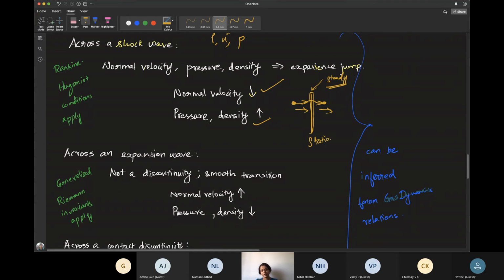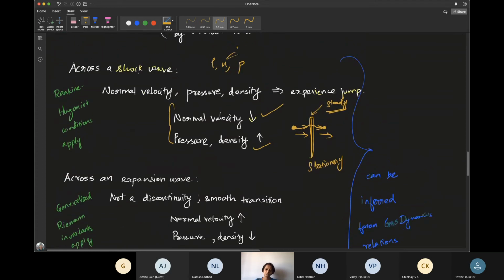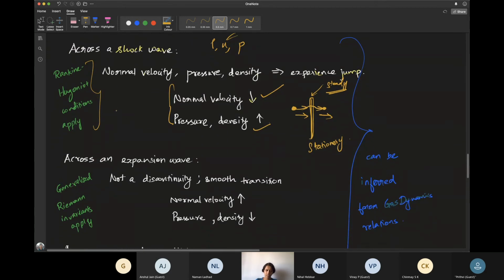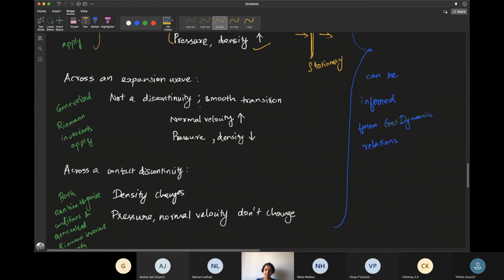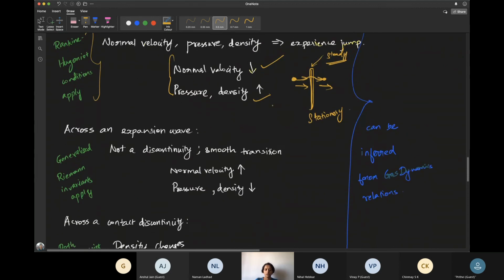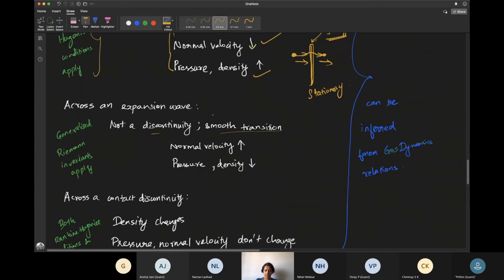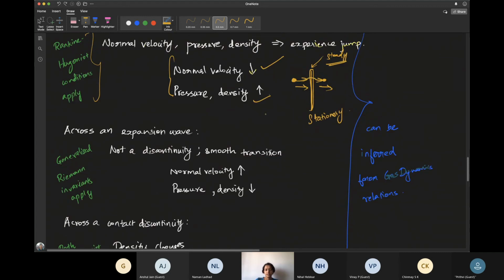It's just when we consider in that case, your particle on the left, as it moves to the right, it will experience a jump in these variables. And across the shock wave, as we have already seen, Rankine-Hugoniot conditions apply. We have seen it for scalar conservation laws. So these conditions apply. Then across an expansion wave, we have a smooth transition. It's not a discontinuity. We have seen it already. And it's just the reverse. Normal velocity will increase and then pressure and density will decrease.